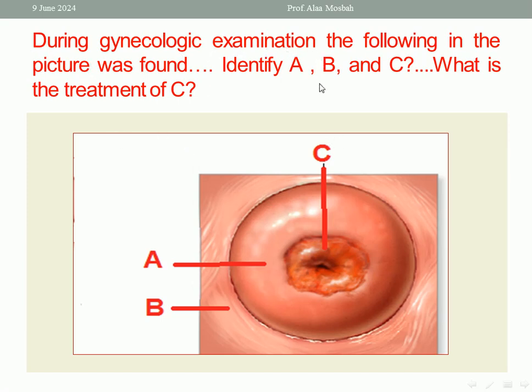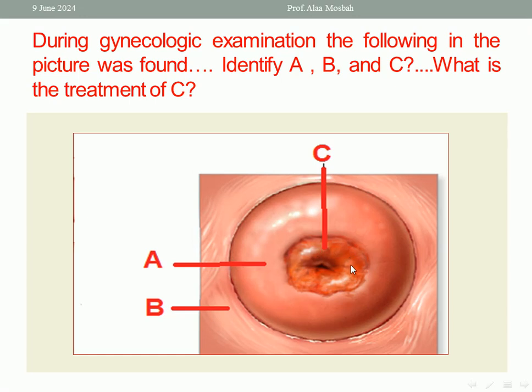During gynecologic examination, the following in the picture was found. As you see in this picture, identify A, B, and C. A is a portion of the cervix. B is the vaginal wall. C is ectropion or erosion. The old name, erosion, is not used anymore. Ectopy or ectropion replaced cervical erosion. Okay. What is the best treatment for C?